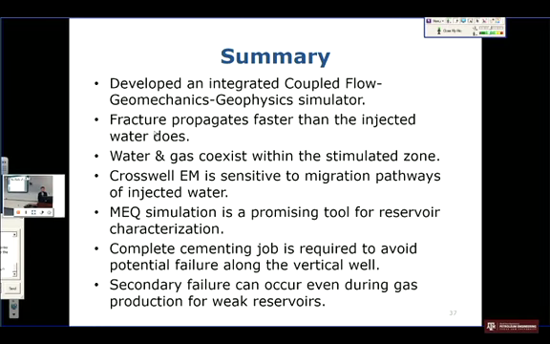To summarize, we developed an integrated coupled flow, geomechanics and geophysical simulator, and the fracture propagates faster than the water does, and gas and water can coexist. EM and MEQ modeling are promising tools for reservoir characterization, and a complete cementing job is required to avoid potential failure along the vertical well, not damaging the drinking water zone. Also, secondary failure can occur even during the gas production.